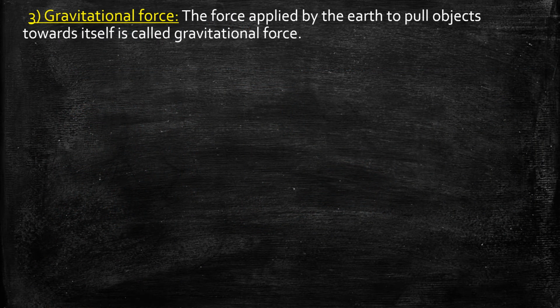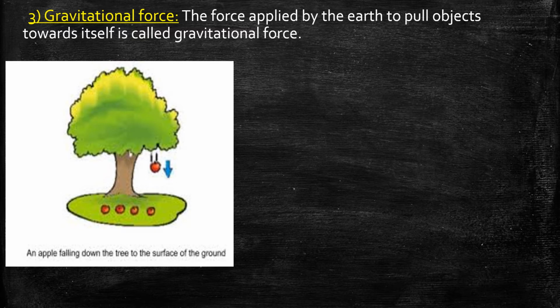Yes, third example is gravitational force. The force applied by the earth to pull objects towards itself is called gravitational force. Now can you tell me, why do fruits on trees fall to the ground? Look at this picture. Apple is falling on the ground, but it is not flying in the sky, right? It is not going up, it comes down on the ground.